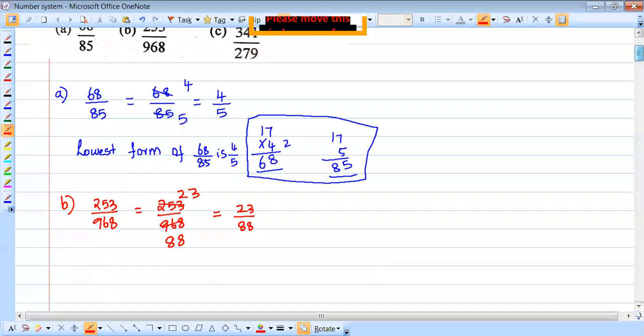Third question is 341 divided by 279. By which table will it get cancelled? That is very important. Everyone think and complete it.